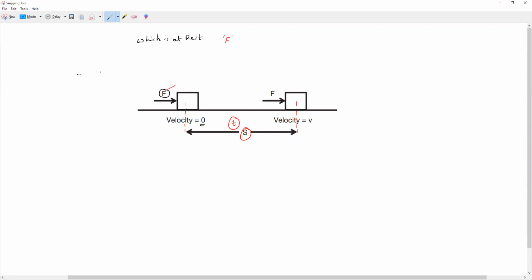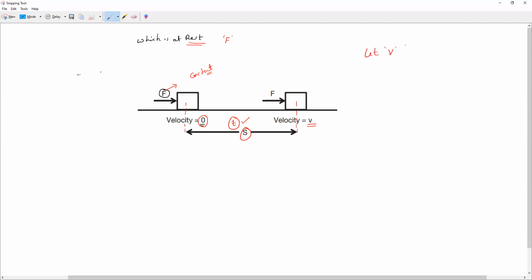Now the applied force is constant. A constant force is continuously applying. If the constant force is applying continuously and the body is in a state of rest, what is the initial velocity? Zero. And after a certain time, what is the velocity acquired by the body? V.